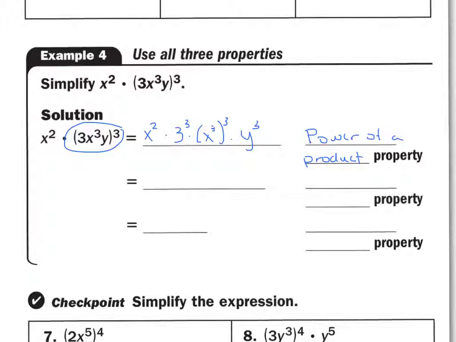Then I'm going to deal with the power of a power. I'm going to do this part of the problem. That's going to leave me with x squared. And then 3 cubed is 3 times 3 times 3, which is 27. X cubed cubed is going to become x to the 9th. And then y cubed, and again that was the power of a power property.